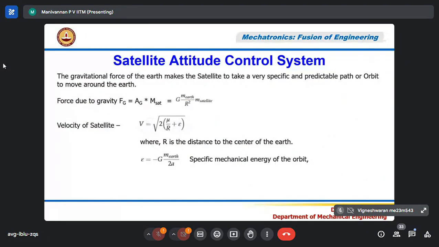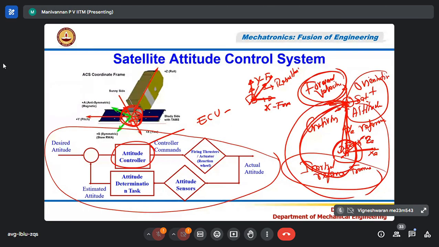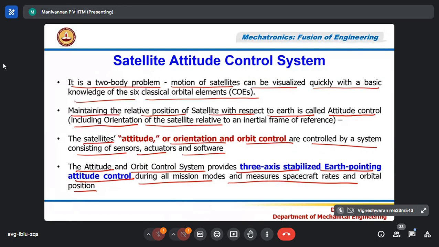So now already told you that gravitational force makes the Earth satellite move around a specific and predictable path and orbit. But if you don't fire the rocket, the satellite will fall. Within a few hours it will fall. So you will be continuously firing. Who is going to control? The altitude controller. It will be firing the rocket thrusters continuously, and by measuring the current altitude using the sensors. Okay, that's how it works.